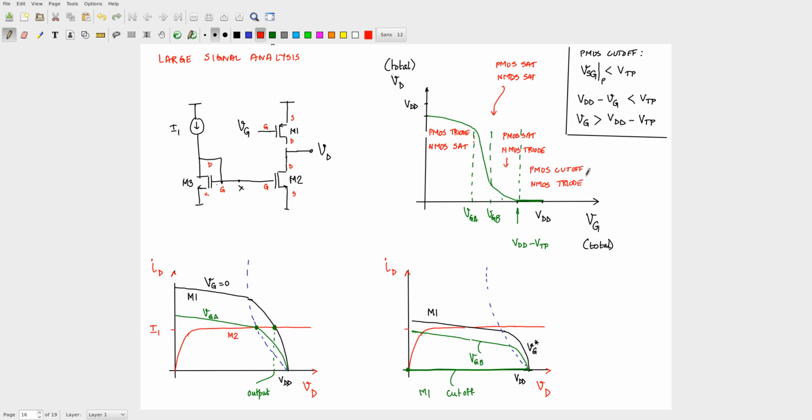Okay. So now these characteristics, do they look like anything that you have already seen? Like your inverter, right? It's like an inverter. So this is basically an inverter characteristic.